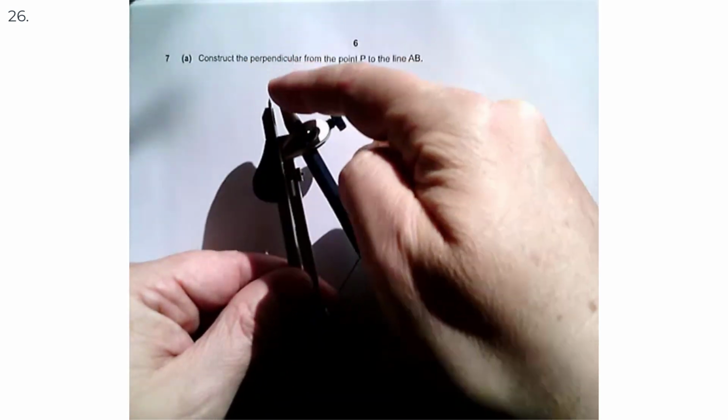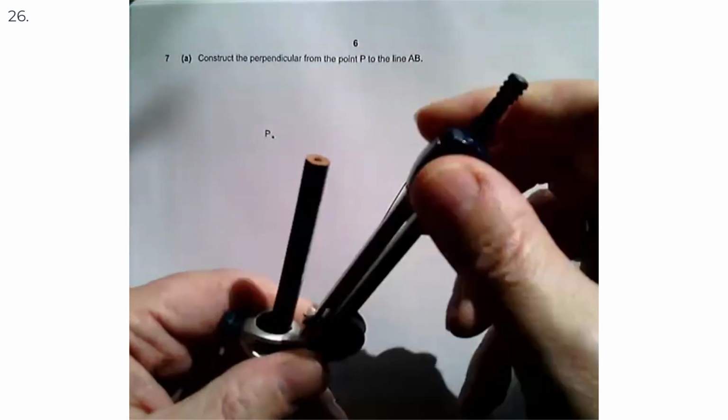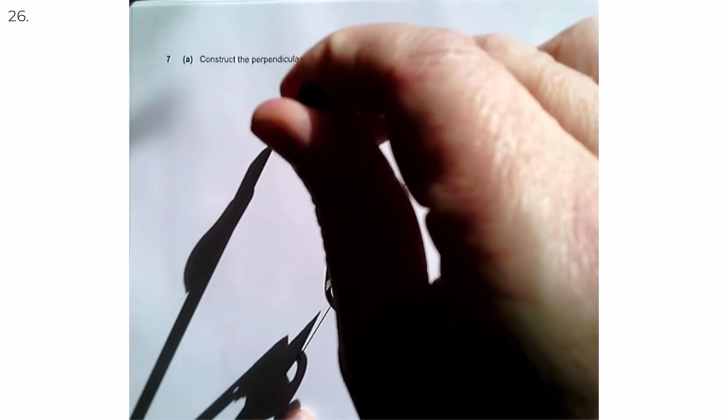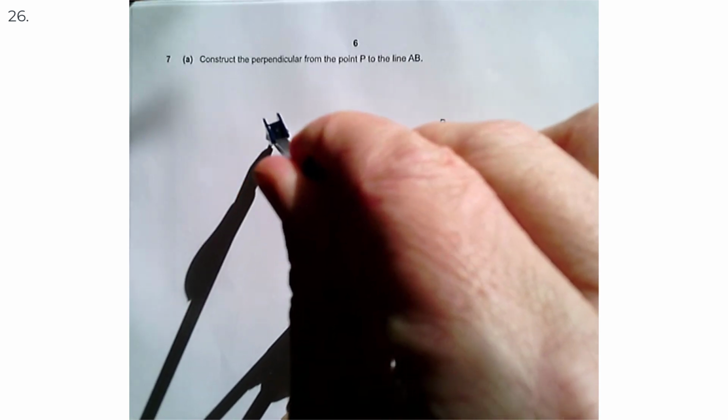So you need a compass with a short pencil. Try and make sure the tip of the pencil and the tip of the compass are in the same place. Make sure you've got a pencil which is small so you can fully rotate your hand. Now the first thing I'm going to do is mark 2 points on the line AB which are equidistant from the point P.